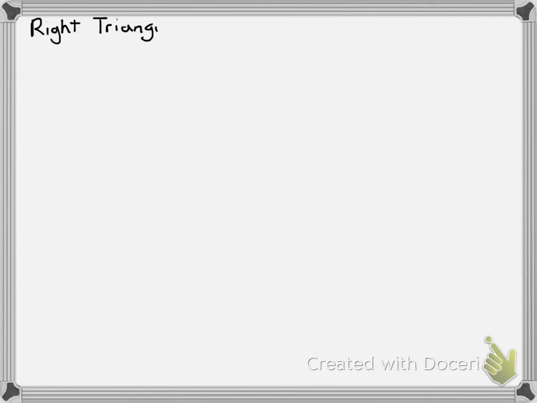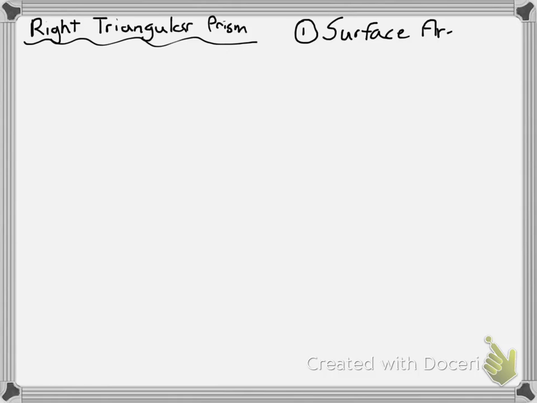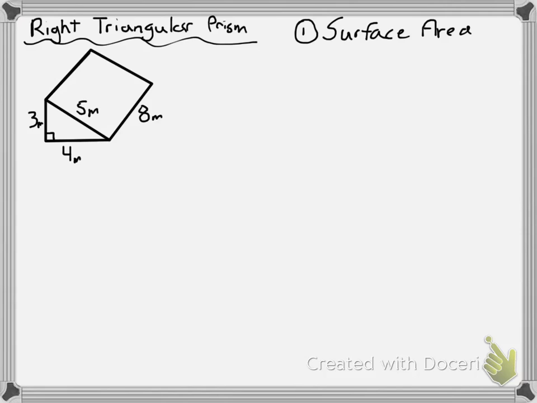Welcome again. We're going to look at calculating problems for a right triangular prism. First one we'll look at is surface area, so we'll construct our prism here. It has a right angle. Our dimensions are 3 by 4 by 5, following Pythagorean's theorem, with a height of 8.